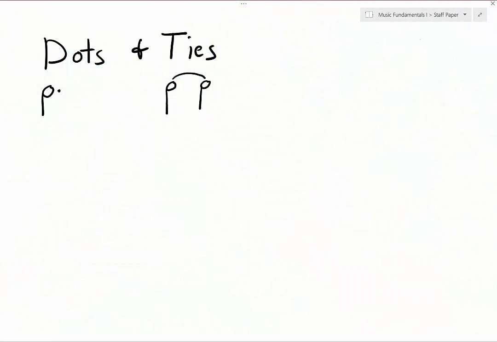This is a video about dots and ties, symbols that you may have come across before. What they do is they change the duration of the note values that we already have. You may have noticed that we have a limitation with the common note values.